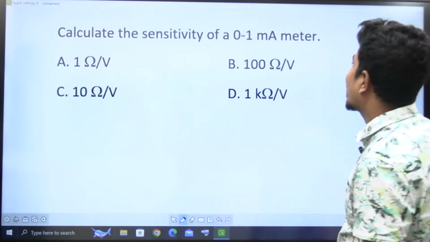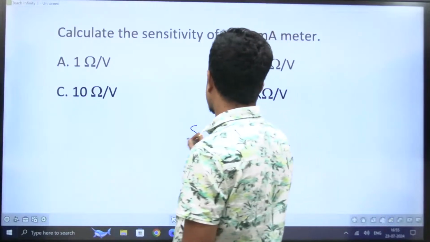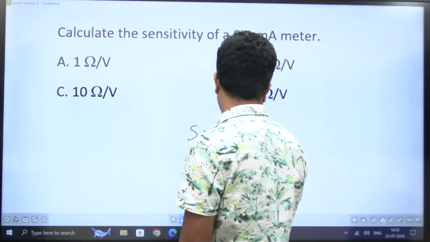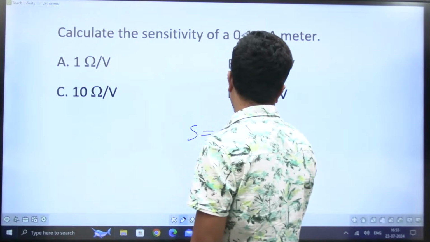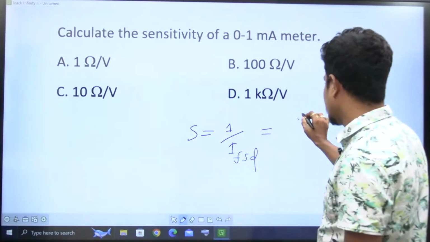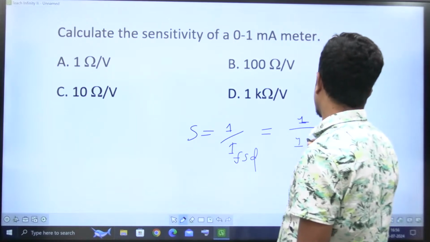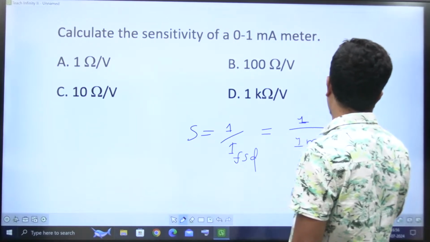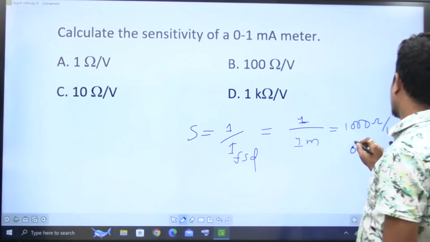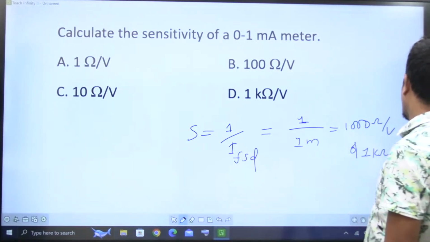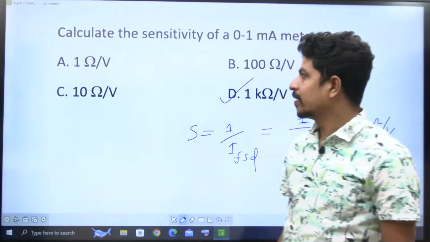Next, calculate the sensitivity of a 1 milliampere ammeter. This is a direct question. Sensitivity is equal to 1 by IFSD. What is IFSD? Full scale deflection current of the meter. 1 by how much? It is 1 milli. Therefore, it is 1000. 1 by current is nothing but ohm per volt, or this can be written as 1 kilo ohm per volt. Option is D. D for Delhi.